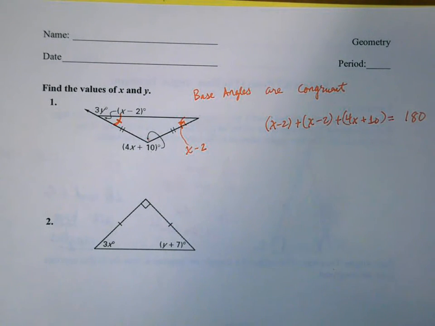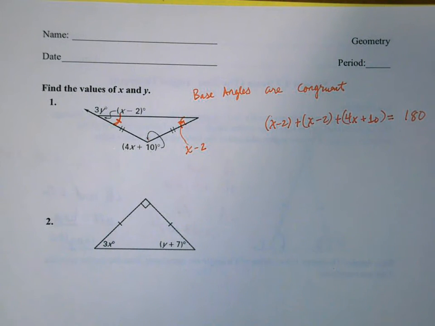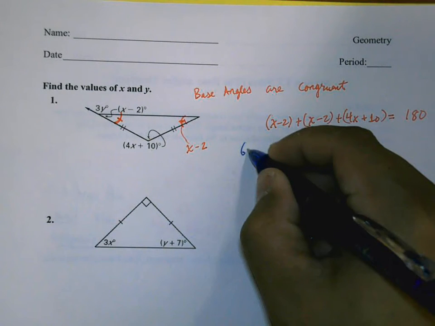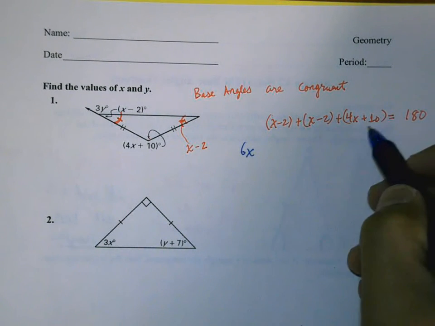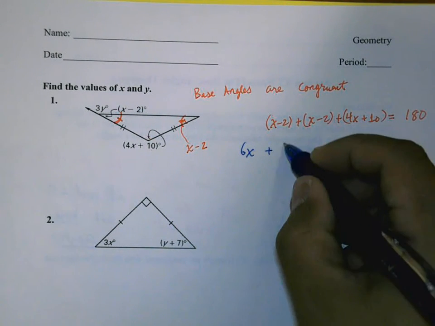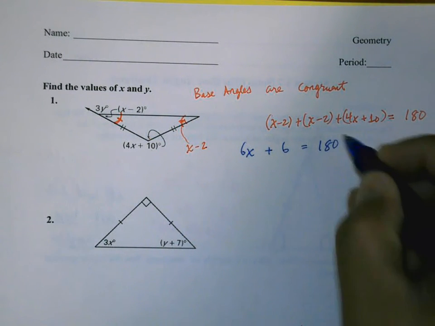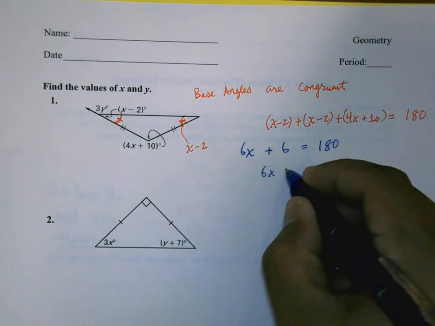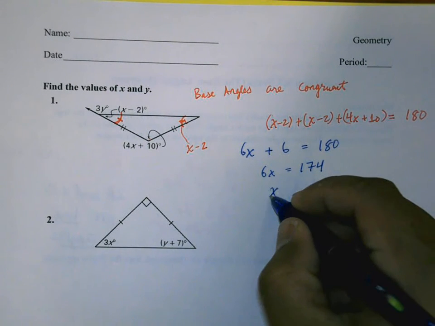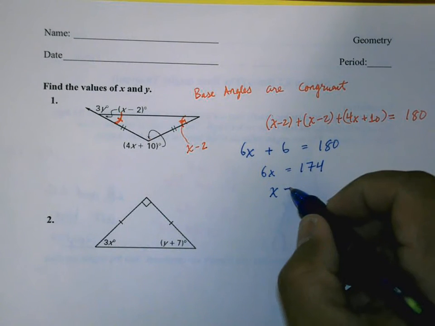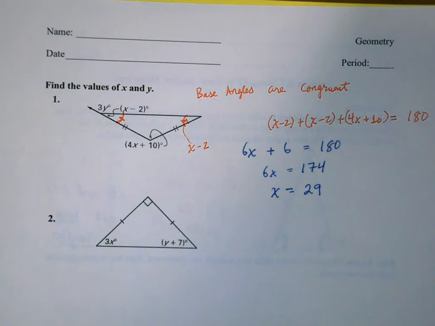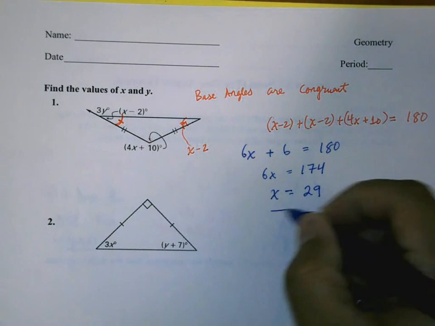On the left side of the equation, we can just do some simplifying and combining of like terms. So x, x, and 4x give us 6x. Negative 2, negative 2, and 10 give us 6, because that's negative 4 and 10. That's equal to 180. Subtract 6, and then divide by 6. This will give us 29. So x is equal to 29.